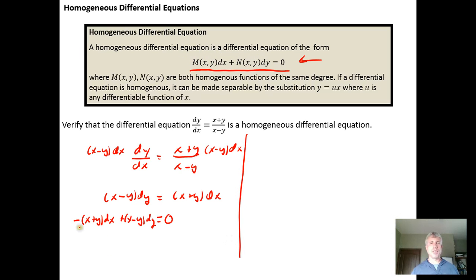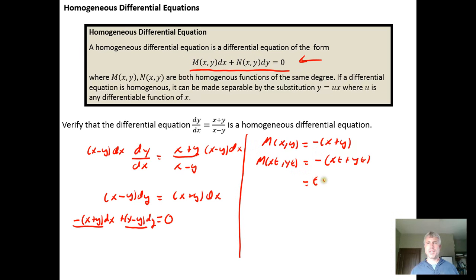Now we just need to make sure that the functions M and N are both homogeneous of the same degree. So we see that our function M of x, y is just the opposite of x plus y. So if we make the replacement xt, yt, we're going to get the opposite of xt plus yt. But that t can factor out. We'll have t times the opposite of x plus y, which is just t times the original function M of x, y. So M is homogeneous of degree 1 because we have a t to the first power.